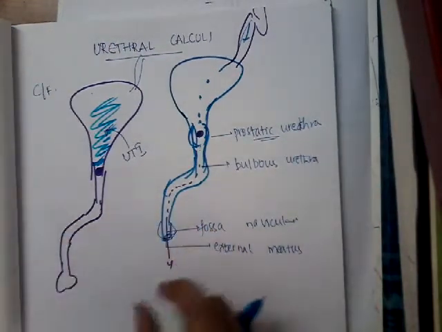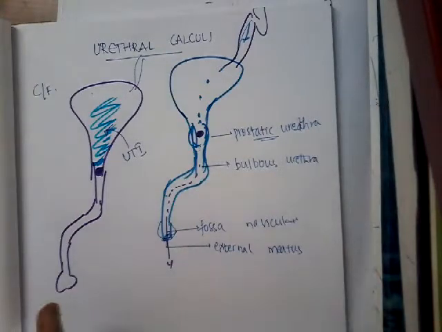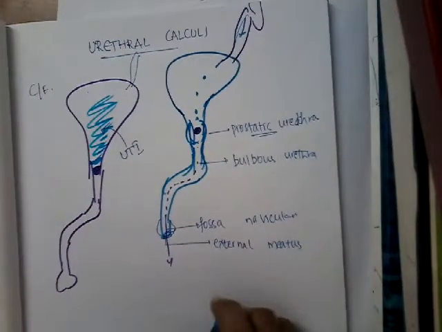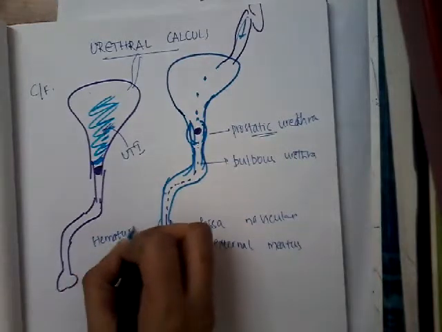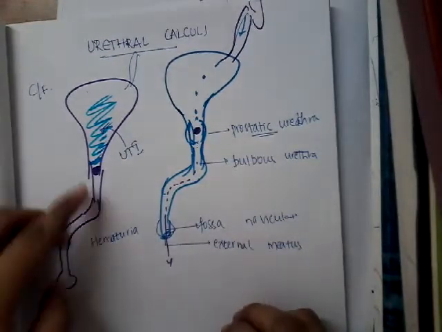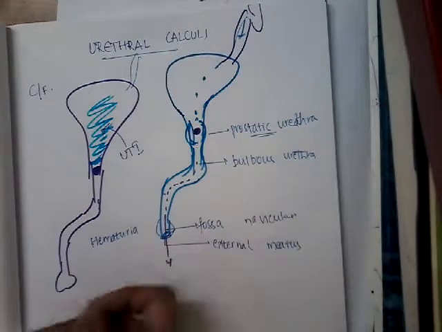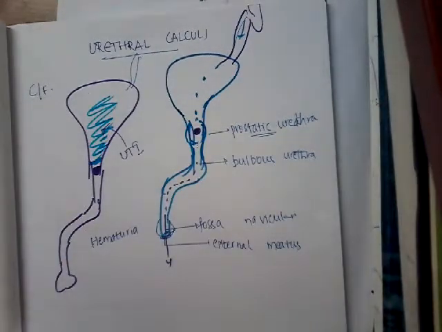If it's an even larger stone, you can feel it in the urethra as a lump. Okay, so these are seen. Sometimes you can even see hematuria. Why? Because if the stone has abraded any of the tissue, then there can be hematuria.